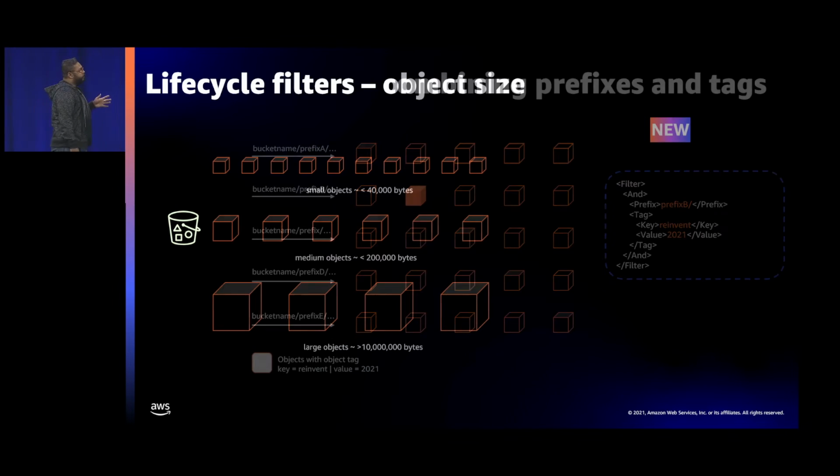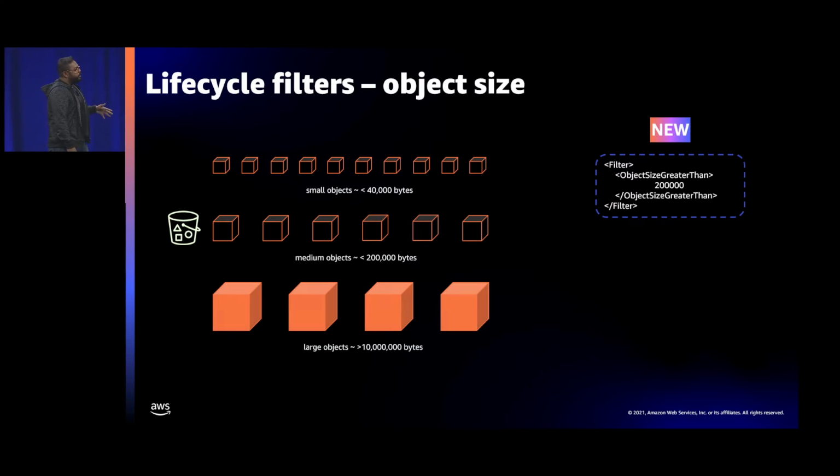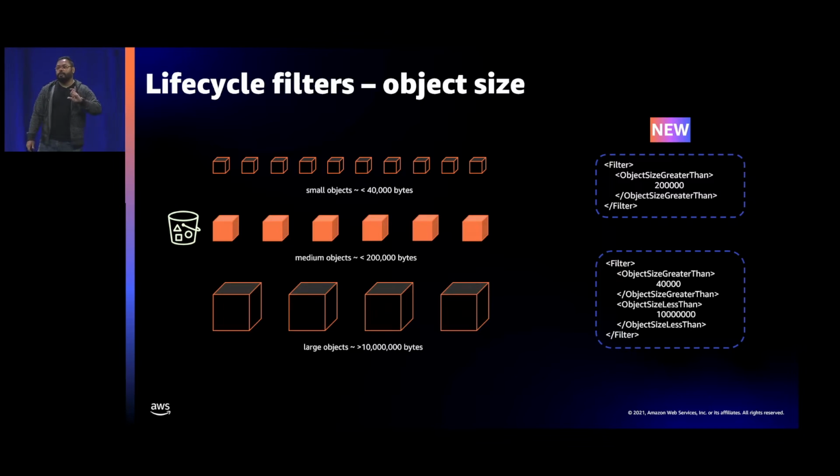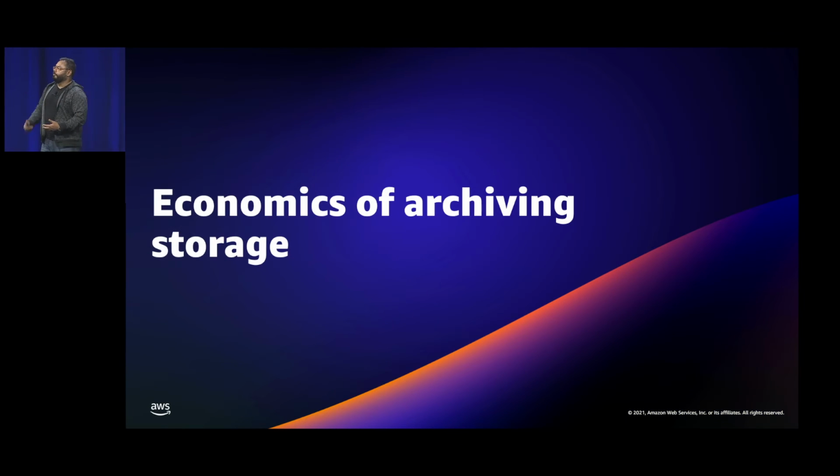And finally, we launched this last week, where we are adding new object size filters to lifecycle configurations. I'll get to why this is super important in just a bit. But just to give you an overview of object size filters, you can now set lifecycle policies for objects if they're greater than a specific size, if they're less than a specific size, or even if they're within a range of 2 size threshold bounds. This is really, really helpful for archiving storage.